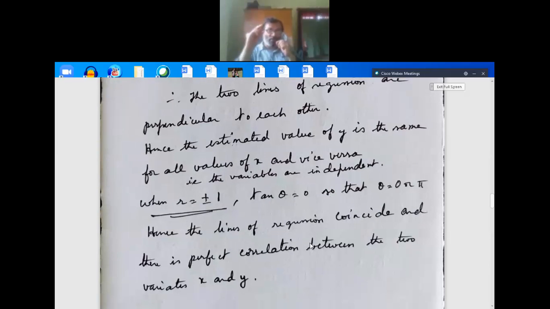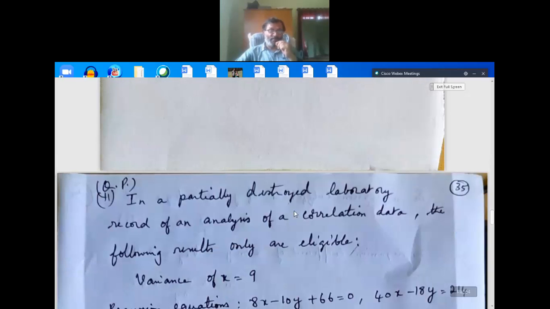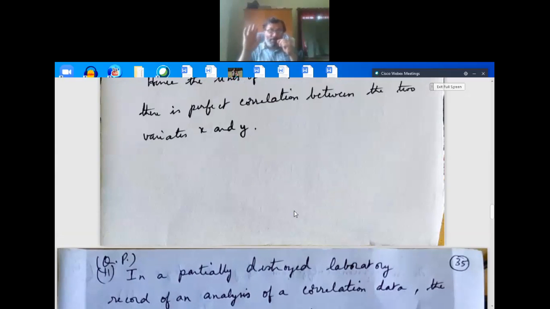We are bothered about what happens to theta 0. That means when theta is 0 or pi, the lines of regression coincide. Imagine, the lines of regression coincide means it shows that there is a perfect correlation between the two variables x and y. Okay, that is the answer for that very important model question paper problem.